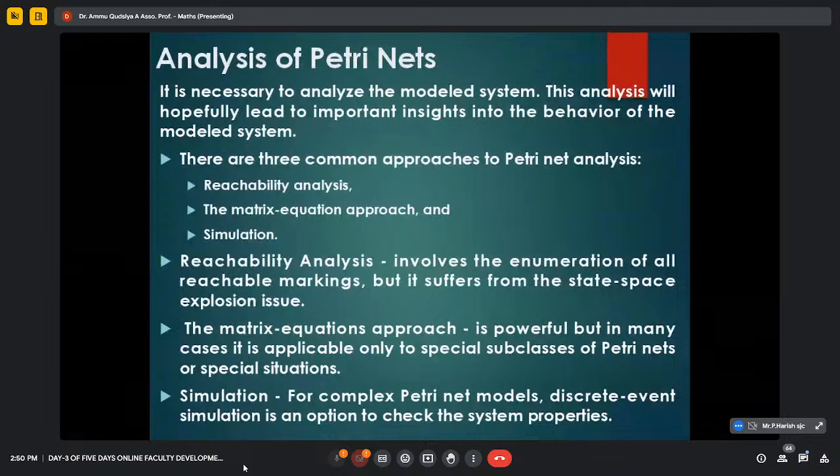The next is the matrix equation approach. In the matrix equation approach, we create matrices from the Petri net's graphical model itself. We try to create matrices and study the properties. And it is powerful, but in many cases, it is applicable only to special subclasses of Petri nets. The next is simulation. Simulation is done for a complex Petri net model. Discrete event simulation is an option to study system properties. That is, if you have a complex system, you can use simulation to construct the model. So these three are the analysis approaches that we are using in Petri nets.